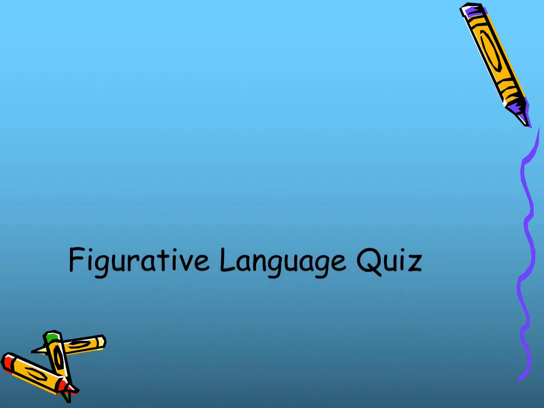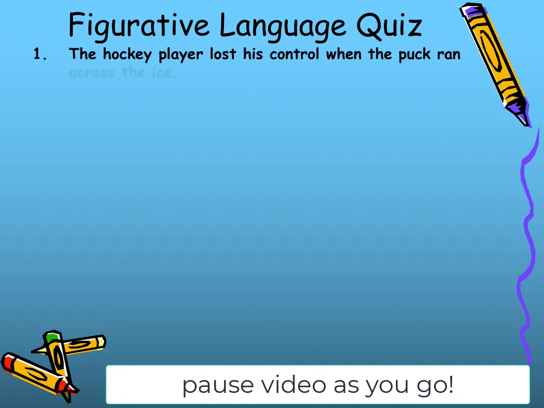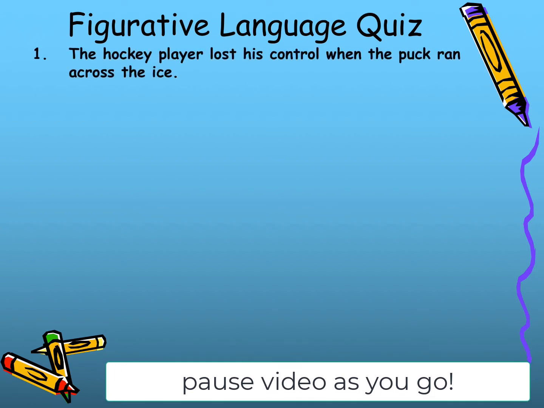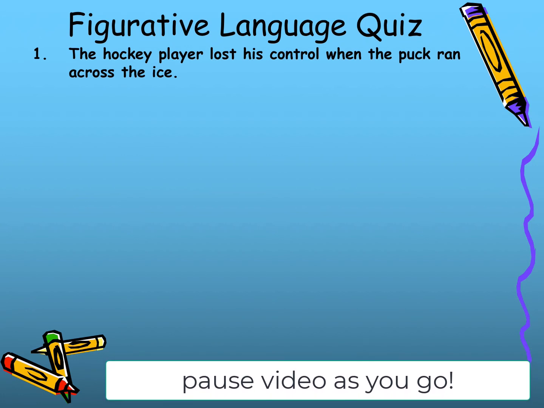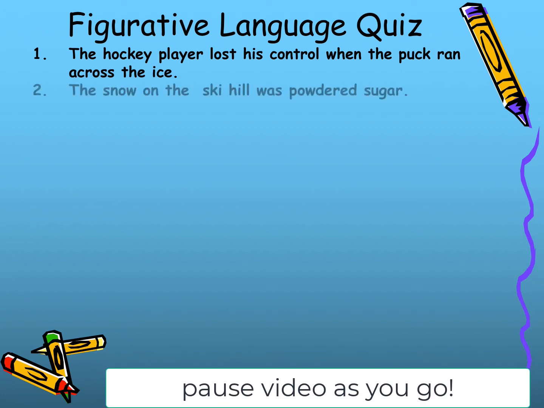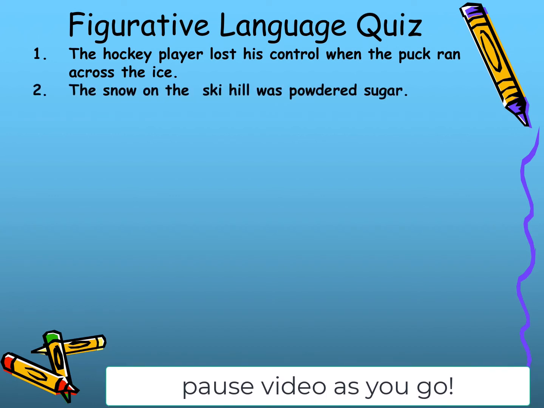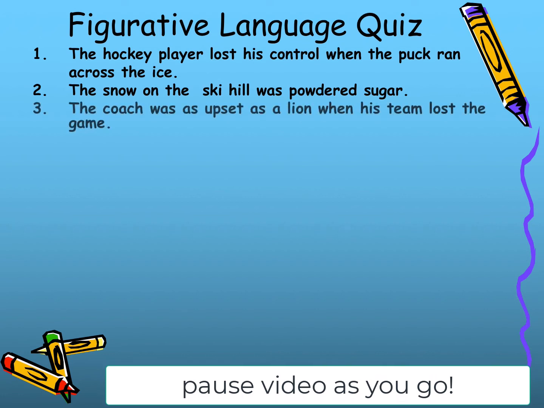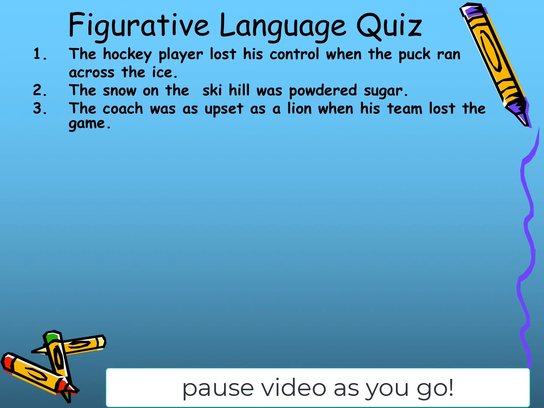Let's try a quiz now. See how many you can get. This time there are 12 statements. Can you recall which figurative language is being used? Number 1, the hockey player lost his control when the puck ran across the ice. Number 2, the snow on the ski hill was powdered sugar. Number 3, the coach was as upset as a lion when his team lost the game.